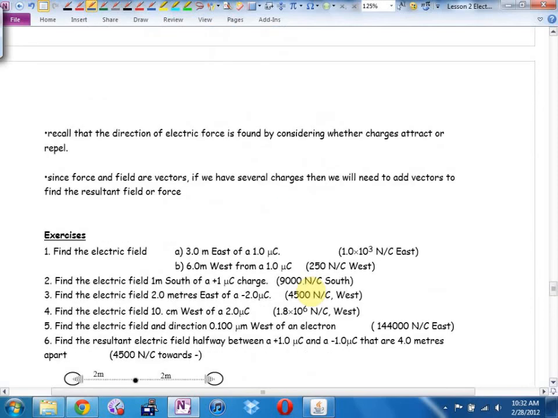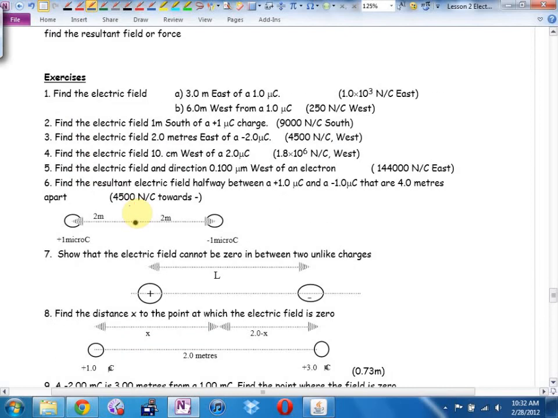Also recall that the direction of electric force is found by asking attract or repel. So we have two ways to find direction. For force, it's like charges repel, unlike charges attract. For electric field, it's which way would a little tiny positive charge want to move? Or the short version, Emily, was from positive to negative. Since force and field are vectors, if we have several charges, then we need to add vectors to find the resultant.